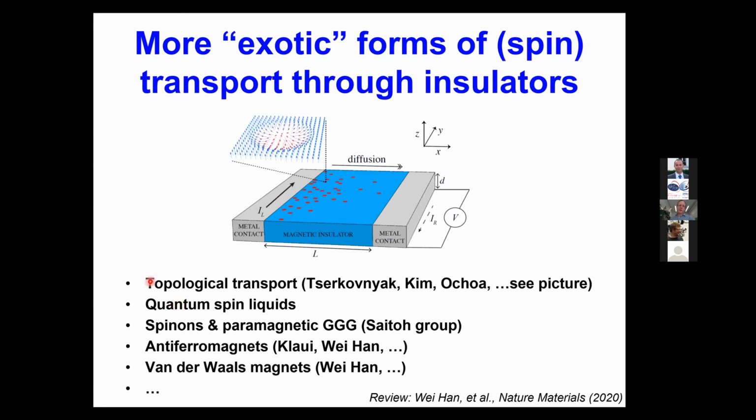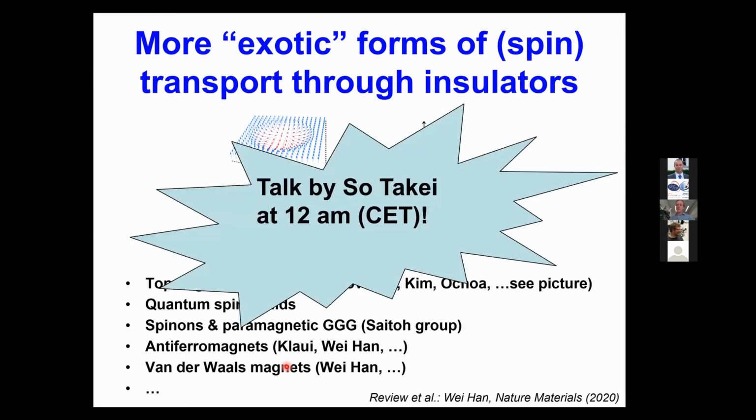And so there's one example, quantum spin liquids, that will be the talk of Sotake after, I think at noon, if I'm not mistaken. So there are experimental examples of spin currents carried by spinons and even by paramagnetic GGG in the CITO group. Antiferromagnets have been studied experimentally in the group of Matthias Kläui and Wei Han. And van der Waals magnets are yet another example. And probably there are many more examples that I'm skipping here. So if you feel that I neglected you, please bring it up during the question hour. And again, to remind you, Sotake will talk about these more exotic forms of spin transport.